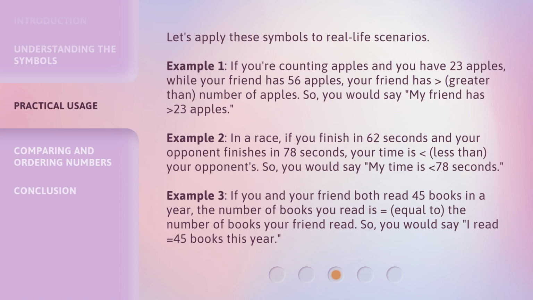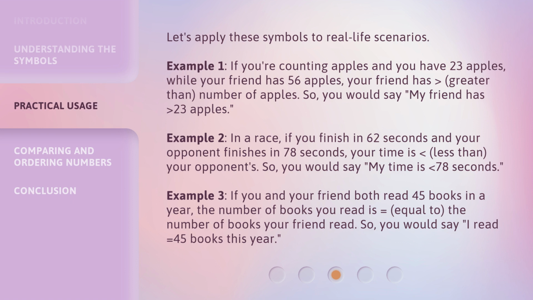Example 2. In a race, if you finish in 62 seconds and your opponent finishes in 78 seconds, your time is less than your opponent's. So, you would say, my time is < 78 seconds.